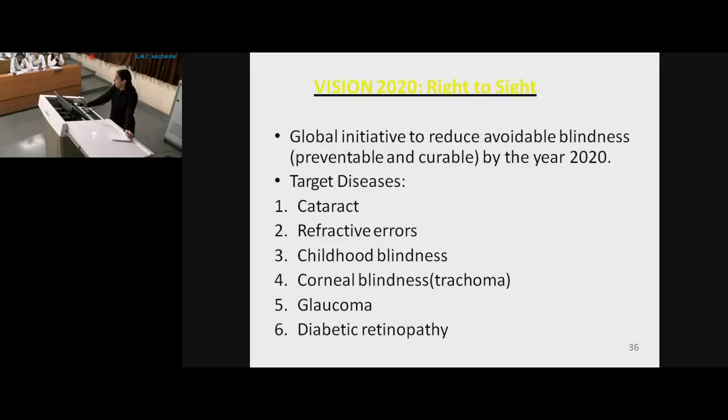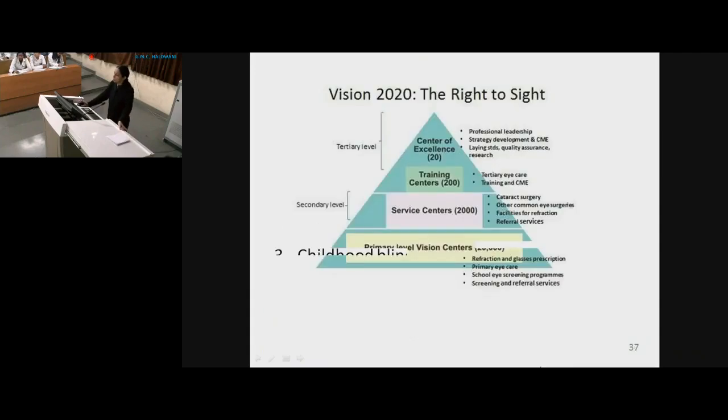This is also important. Vision 2020. Short notes, Vision 2020, frequently asked. Right to sight. This is a global initiative to reduce avoidable blindness. Avoidable means preventable and curable by the year 2020. Target diseases are cataract, refractive error, childhood blindness, corneal blindness, glaucoma, diabetic retinopathy. So this pyramid is very important.